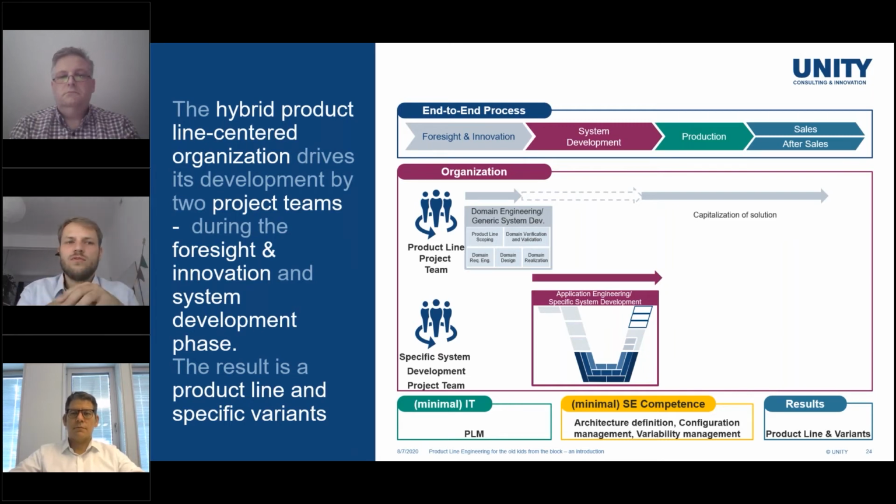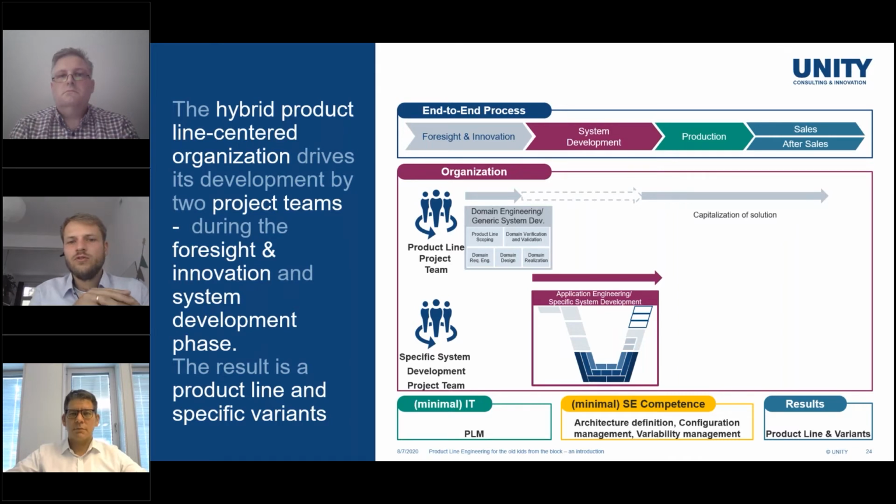And what you might notice here is that I highlighted that we have some work to be done before. So this hybrid product line centered organization will now focus on the two different parts of PLE presented. You have one product line project team that will do some upfront work and come up with the basis. And then you have quite a big part still with your specific system development project team that is finishing the work. They are designing and developing market-ready products, but you have still identified what they have all in common.